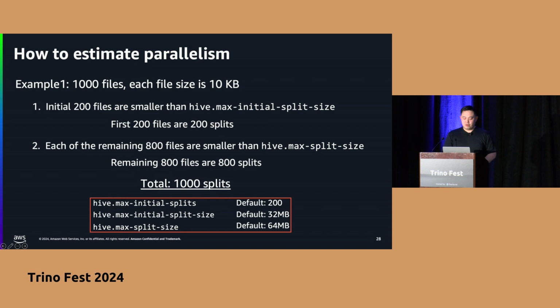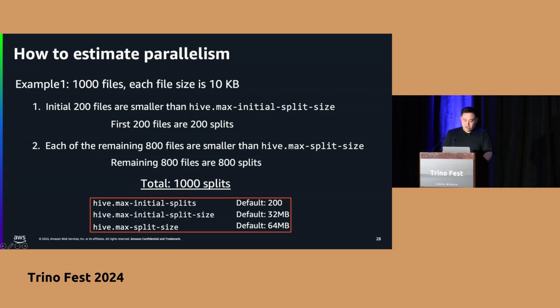Let's say there are 1,000 files to read, and each file size is 10 kilobytes. Until the number of Hive max initial split is reached, the number of splits per file is determined by Hive max initial split size. At this time, since each file size is smaller than Hive max initial split size, one file becomes one split. So in this case, 200 files become 200 splits.